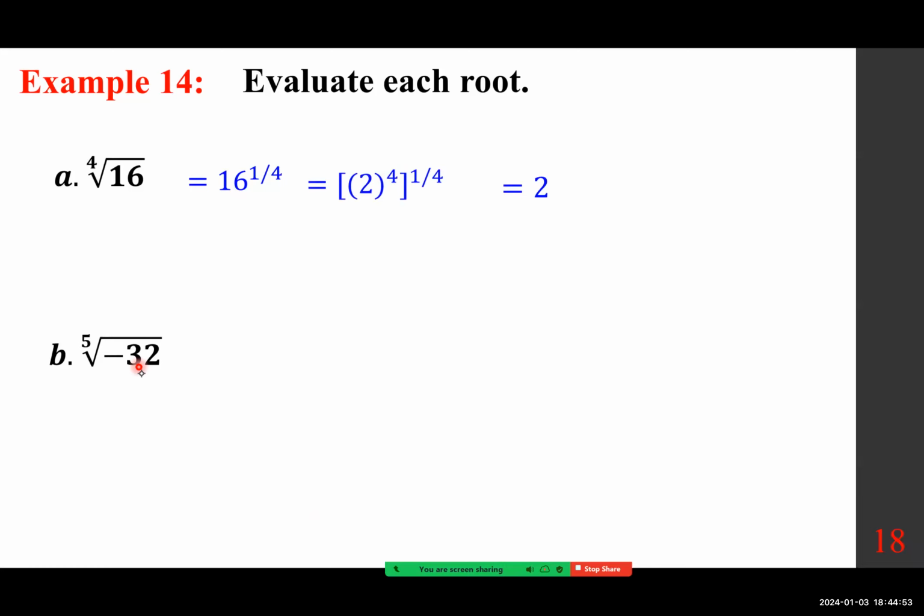But what about this one? Please understand that the answer is -2, but you can write this as -2 to the 5th power, and then 5 times 1/5 gives you 1. It's important to know a negative number to the power of odd is still negative, but to the power of even is positive.